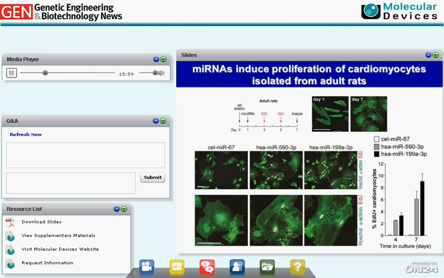So for the rest of my talk, I will focus on these two microRNAs, which were the microRNAs that we ultimately took into an in vivo setup.